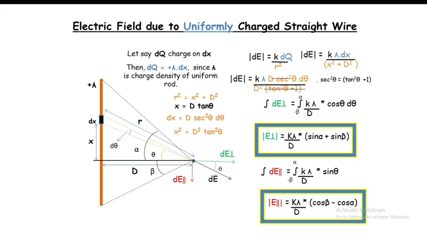One more thing we have done is the electric field due to a uniformly charged straight wire. Likewise, in our previous derivation, we chose a small element and found the electric field due to this element, and taking cos theta of this dE vector, we get dE perpendicular, and sin theta of this dE vector we get dE parallel, and end up with two equations, which are E perpendicular and E parallel.